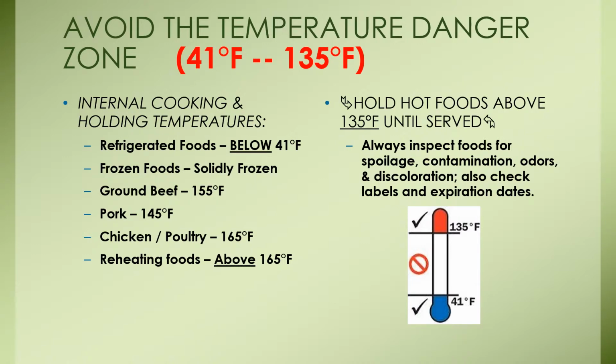The internal cooking temperatures of ground beef should be at least 155 degrees Fahrenheit. Pork should be 145 degrees Fahrenheit. Chicken and poultry, 165 degrees Fahrenheit. When reheating foods, make sure that the internal temperature is above 165 degrees Fahrenheit. Hold hot foods above 135 degrees Fahrenheit until served, and always inspect foods for spoilage, contamination, odors, and discoloration. Also, check labels and expiration dates.